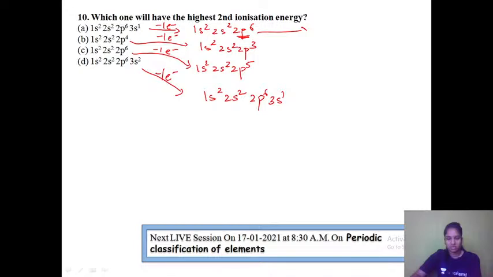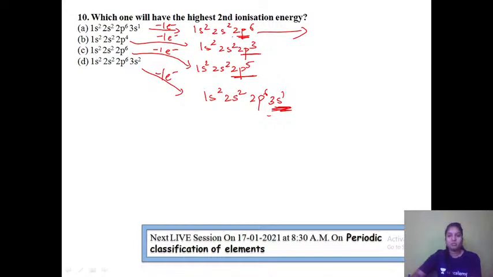Now, if you observe, this is half filled. This is neither half filled nor completely filled. This is half filled and this is fully filled. This 3s orbital is away from the nucleus, so the amount of energy required to remove the electron, even if it is stable, would be a little less because it's away from the nucleus. From here to 2p5, it is neither half filled nor fully filled, so we can remove an electron easily from it.